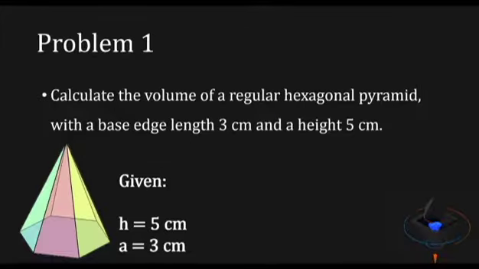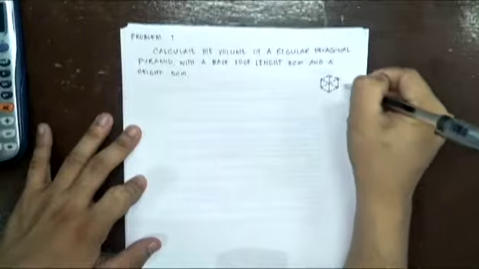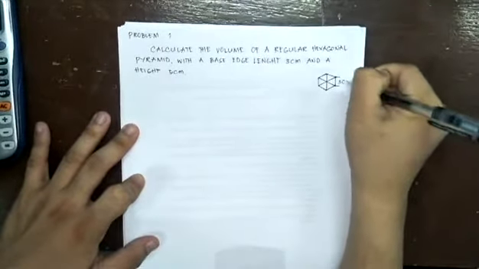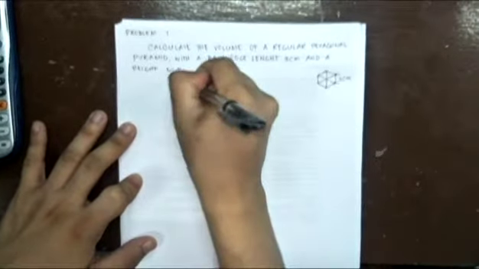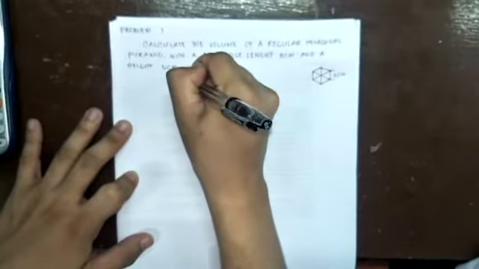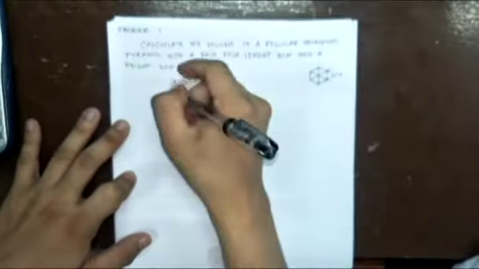So for our problem number 1, calculate the volume of a regular hexagonal pyramid with a base edge length of 3 centimeters and a height of 5 centimeters. For this problem, we have to state first the given values, which are the base edge length of 3 centimeters and the height of 5 centimeters.